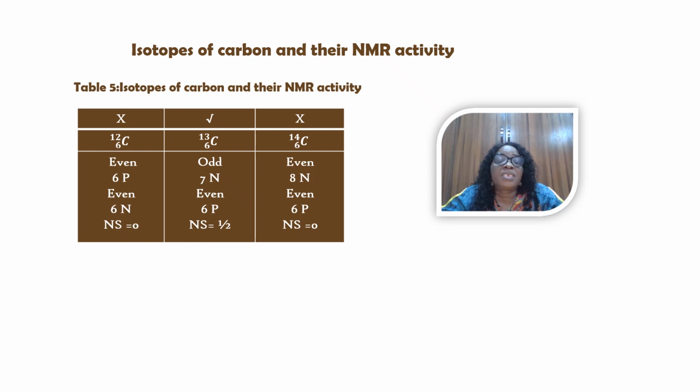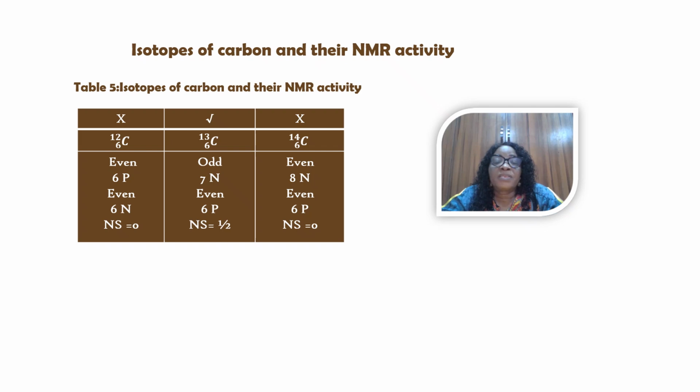Carbon 13, it has odd 7 neutron and an even 6 proton. The even 6 proton will cancel out. For the odd 7 neutron, 6 of it will cancel, and then it will be left with one neutron, which now determines the nuclear spin of that element. So its nuclear spin is half, and it is NMR active.